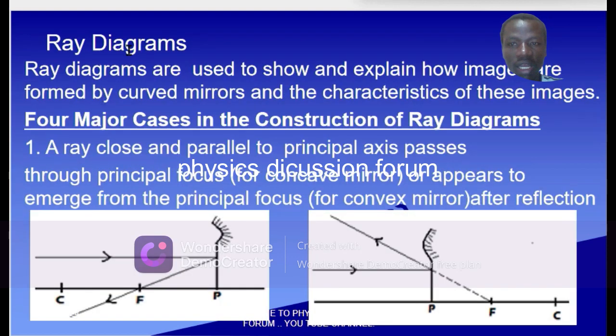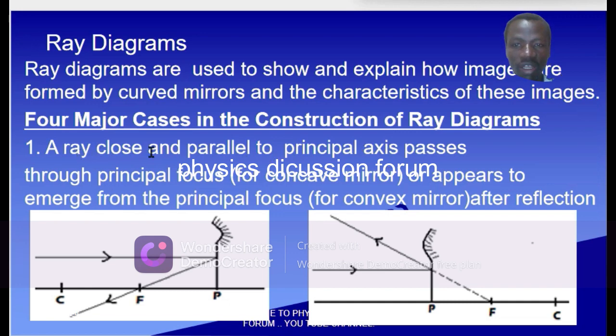Let us move to ray diagrams. Yes, ray diagrams are used to show and explain how images are formed by curved mirrors and their characteristics. So we have the rays that we always use. We have the four major rays.